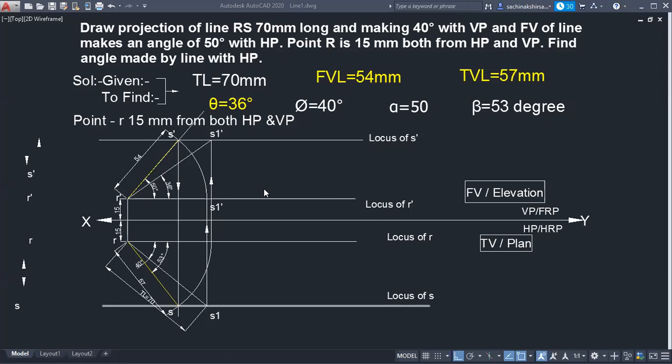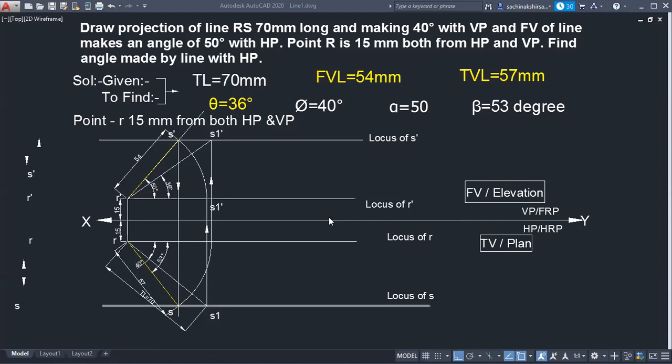So what I have done: the location of R was given. I first located point R from both the HP and VP, that is 15 mm from both HP and VP. Then I drew the locus. Then I utilized the given data, meaning I drew the true angle 40 degrees on which I marked the true length. Then one angle was not known to me, alpha 50 degrees. It was given, so I marked that. I found the locus. Here the true length was given, apparent lengths were not given. From true length, how to get apparent length we know, rotate straight. That logic we have applied and we have completed this problem.